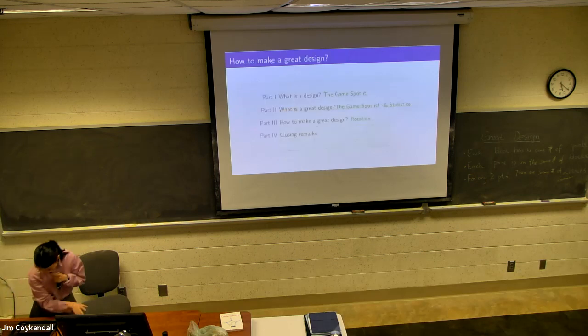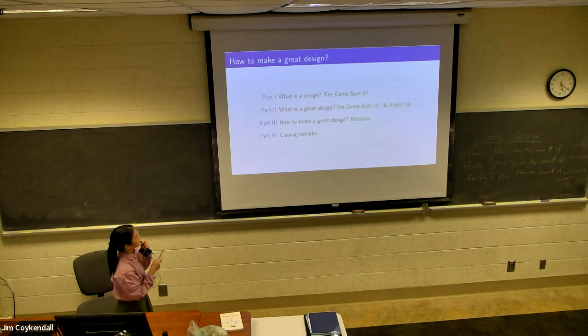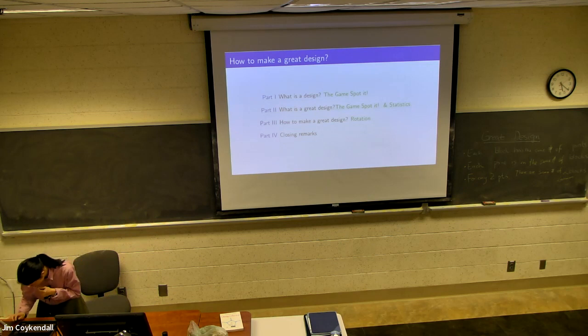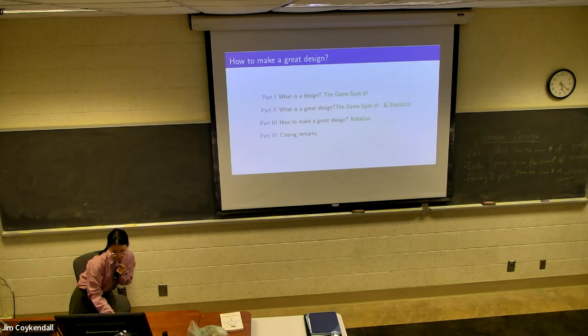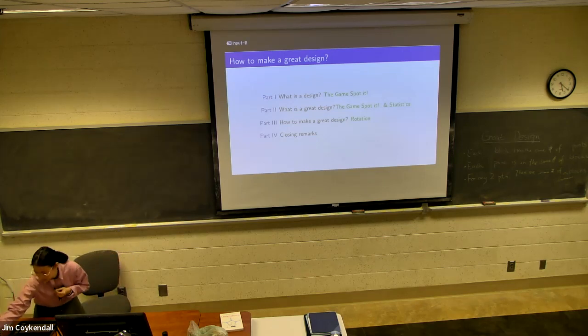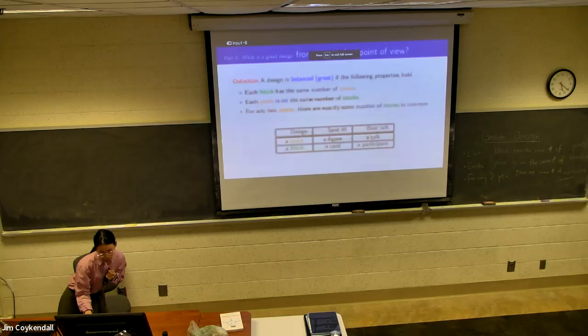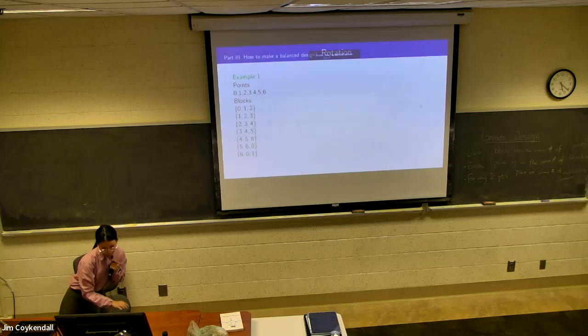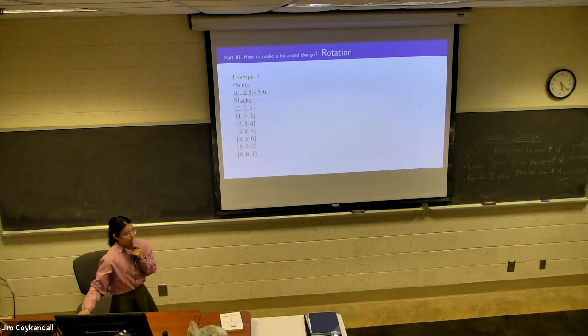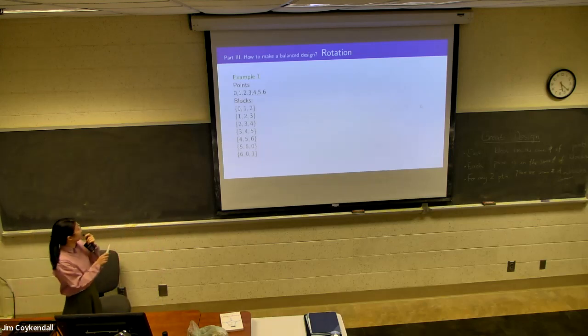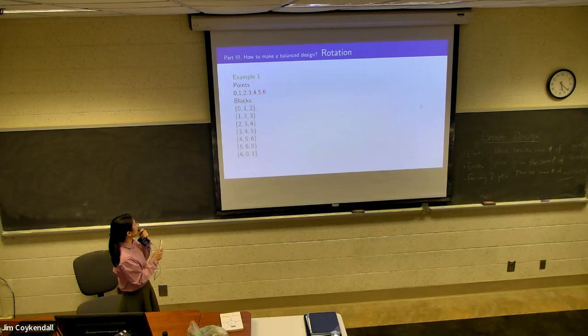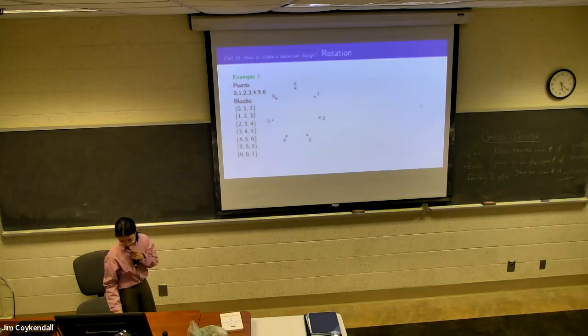Okay, so now we know what a grade design is, and it turns to part 3, how to make a grade design. Here I give you a very simple trick. Okay, I'm going to start with a design with 7 points, and I just name them 0 to 6, and then export the blocks. It will look like this. The first one is 0, 1, 2.